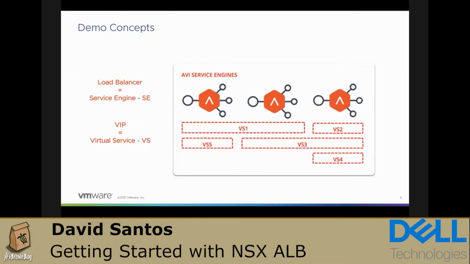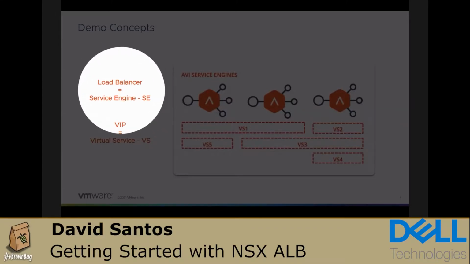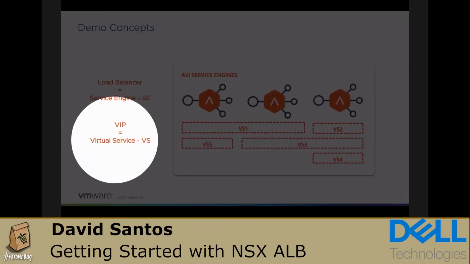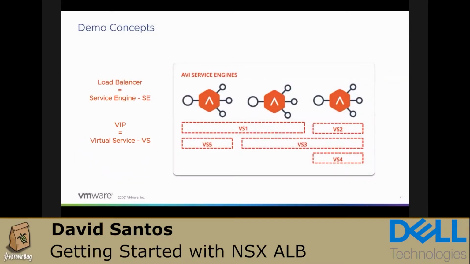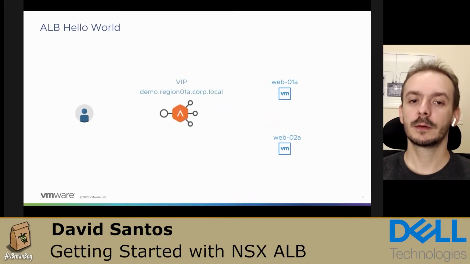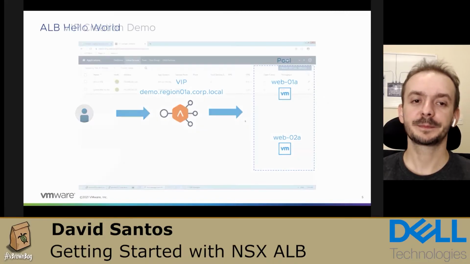So some demo concepts before starting. The load balancer service will be hosted by our service engine. So our service engine will be the load balancer, and our VIP, our service, will be configured as a virtual service, VS. So to start, we're going to do some hello world. We're going to configure a VIP called demo region 01a.corp.local. Our backend service will be the Web01A and Web02A, and we're going to do some load balancers test.